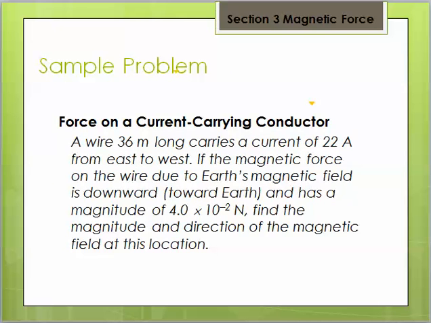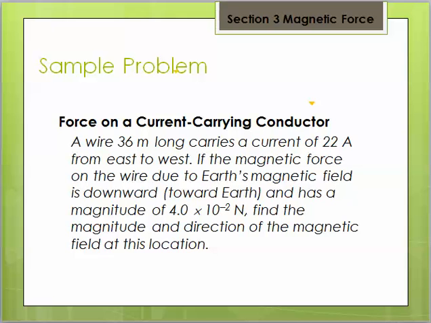All right, here's our first problem. We've got this wire. It's 36 meters long. It's carrying a current of 22 amps from east to west. The magnetic force on the wire due to the Earth's magnetic field is downward, so our thumb would be pointing down, and has a magnitude of 4 times 10 to the negative second newtons. That's the force. Find the magnitude and direction of the magnetic field at this location.